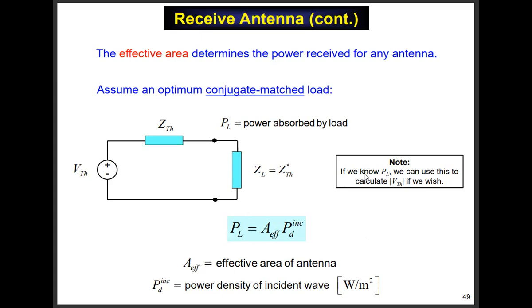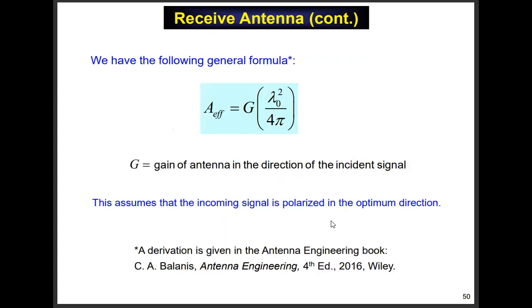Now, if we know the power going to the load, we can go backwards and figure out the magnitude of V Thevenin. Normally, you don't have to do that. Normally, it's the power going to the load that you really care about, but if you want to go backwards and figure that out, that's just simple circuit theory. So anyway, now the real important question is, how do we calculate effective area? This is derived in the Balanis book.